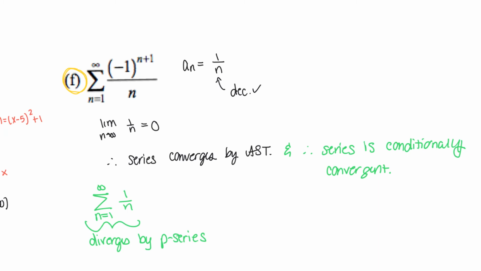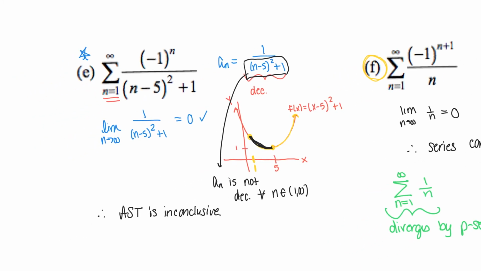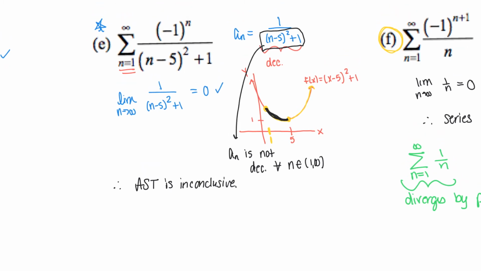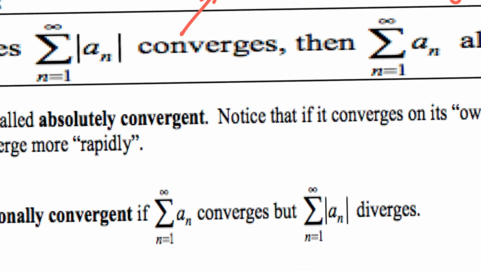Let's also take the opportunity to go back and look at part E as well, because notice that alternating series test was not conclusive because it failed this decreasing for all values from 1 to infinity issue. So I'm going to need some more space. So let's just consider it again. So I had the series from n equals 1 to infinity of negative 1 to the n all over n minus 5 squared plus 1. Yeah, negative 1 to the n.